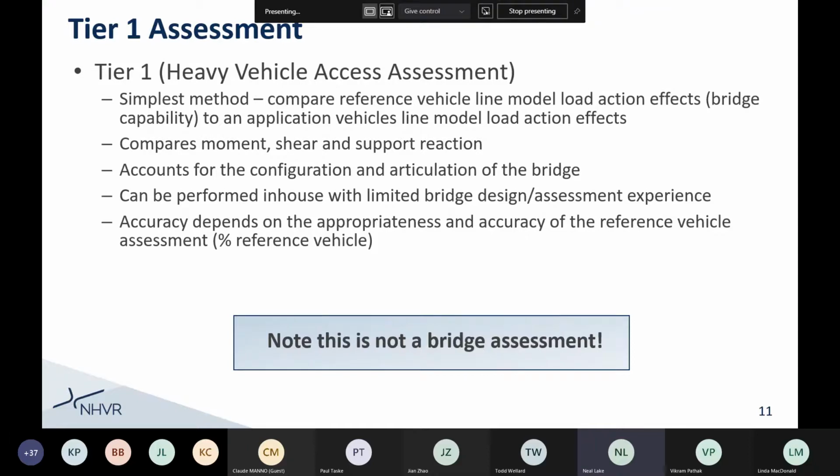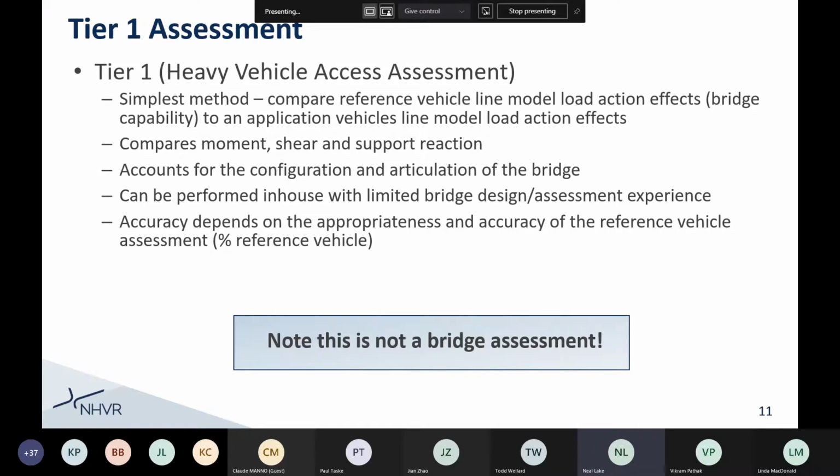And so what's important is that the accuracy of Tier 1 assessment really depends on the appropriateness and the accuracy of the reference vehicles that we're using in the assessment. And I've got in there in brackets percentage of reference vehicles. So often people think of a reference vehicle as being a particular vehicle, whatever it's loaded to. But what's important to understand is that we can do assessment on those vehicles at a more detailed level, and you could come up with some percentage of that vehicle that's okay to cross a structure. So it's important to think of those reference vehicles as this percentage of reference vehicles because they could vary.